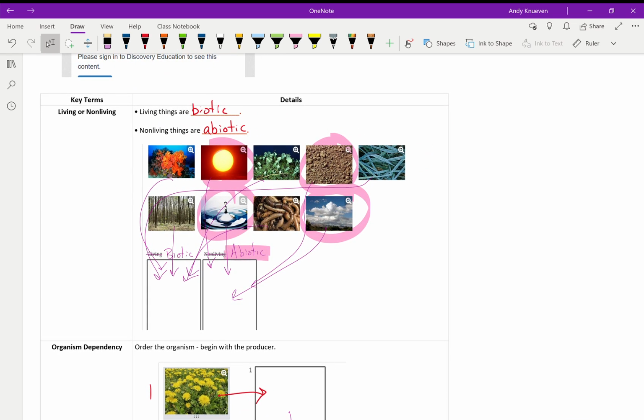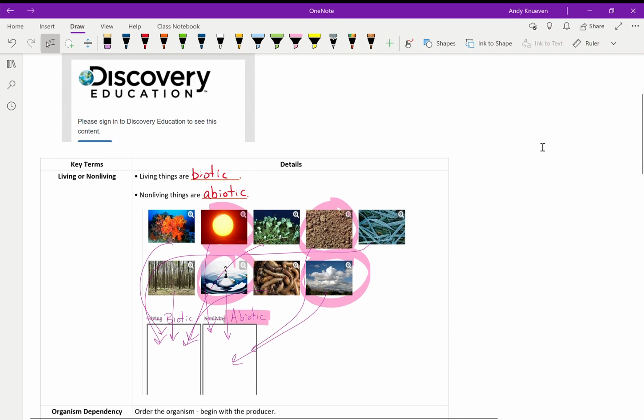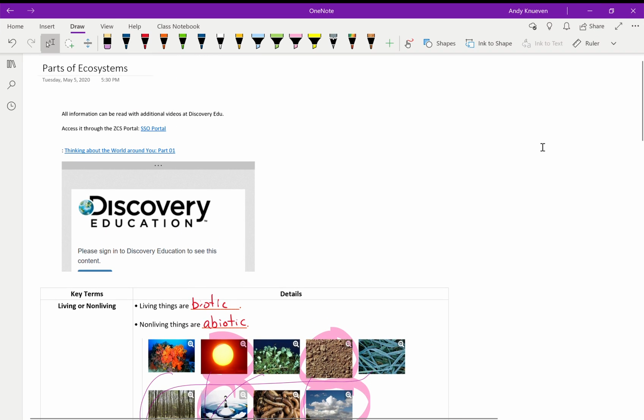Again, if you want to see more information about ecosystems, go to our Discovery Ed Tech book. There's more readings here, some videos that you can jump into, but let me know if you have any questions as we start our new unit.